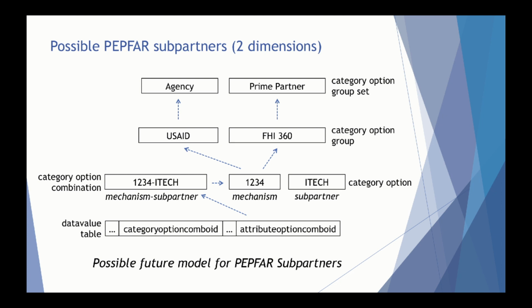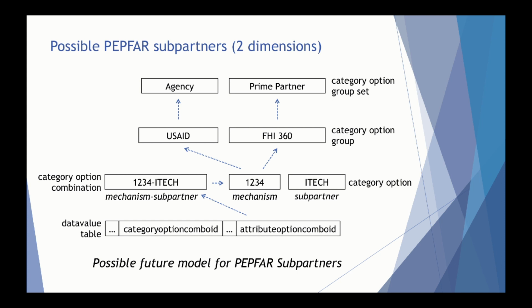So using 2 dimensions instead of 1, we could say that a category option combination now refers to 2 different categories. One of those categories being the mechanism, and one being the subpartner. So for example, a data value in the database could reference the attribute option combination 1, 2, 3, 4 ITEC, which would refer to one category option under the mechanism category of 1, 2, 3, 4, and another category option under the subpartner category that refers to ITEC.